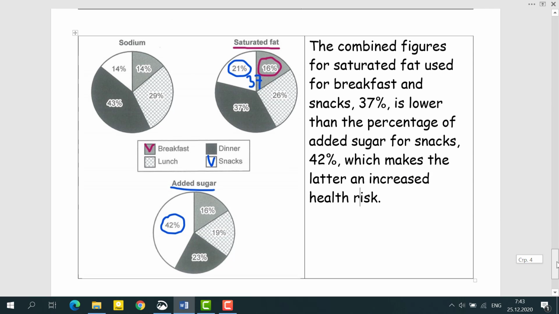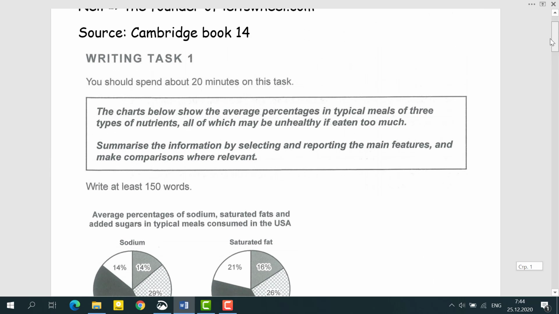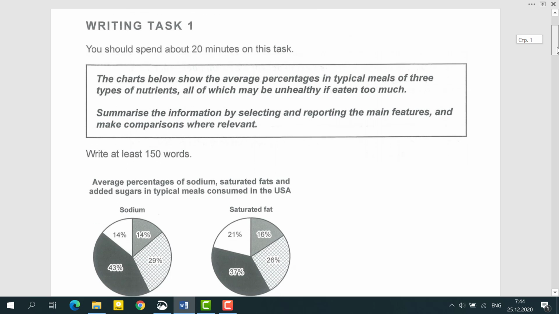So I hope you have learned how to compare and contrast complex data. I hope you've learned how to look at several graphs at the same time, and you've learned how to focus on the main features, and you've learned how to make comparisons only when it is relevant.